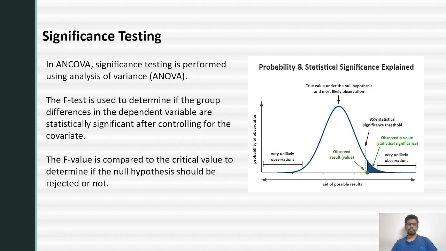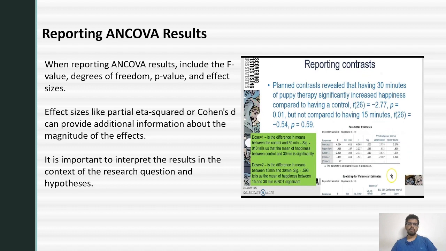Significance testing. In ANCOVA, significance testing is performed using analysis of variance. The F test is used to determine if the group differences in the dependent variable are statistically significant after controlling for the covariate. The F value is compared to the critical value to determine if the null hypothesis should be rejected or not.